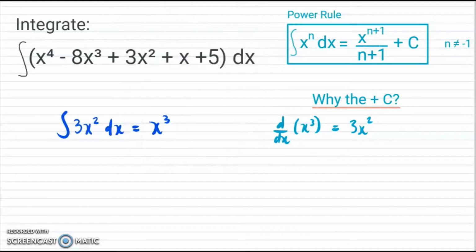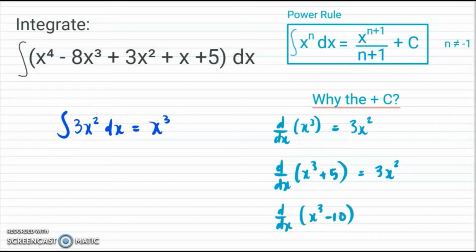But what if we get the derivative of, say, x cubed plus 5 with respect to x? Again, based on the rules, the derivative of this is 3x squared also, because the plus 5, which is a constant, has a derivative of 0. And also, if we get the derivative of x cubed minus 10 with respect to x, the derivative will also be 3x squared, right? Because the negative 10 is a constant that has a derivative of 0.